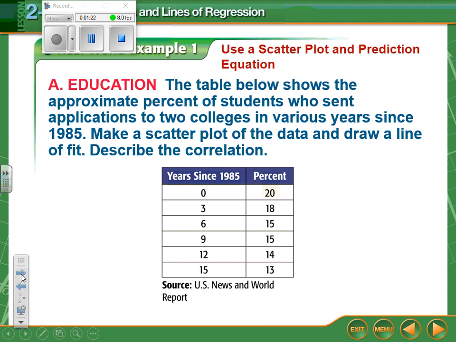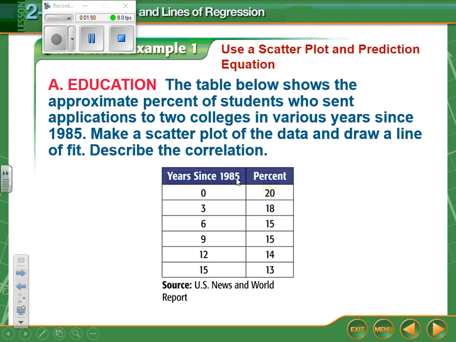This table shows the approximate number of students who sent applications to 2 colleges in various years since 1985. And we're going to make a scatter plot of the data, and we're going to try to create a line of best fit based on that data. We're going to have our calculator do as much of it as we can. And we're going to try to describe what type of correlation it is.